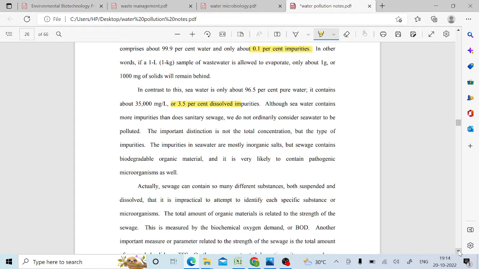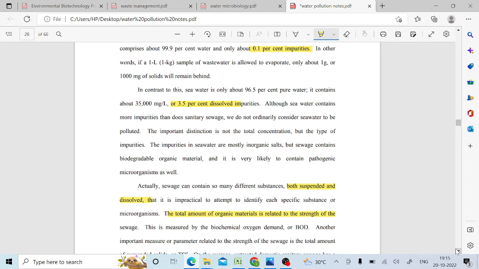The sewage water contains both suspended solids and dissolved solids. It is impossible to identify each type of impurity present in the sewage water. Hence, you cannot identify individual types of impurities present in the wastewaters, and it is important to calculate the BOD of the wastewater. The total amount of organic matter present in the sewage water directly indicates the strength of sewage.